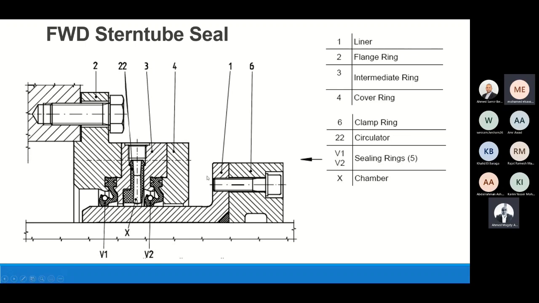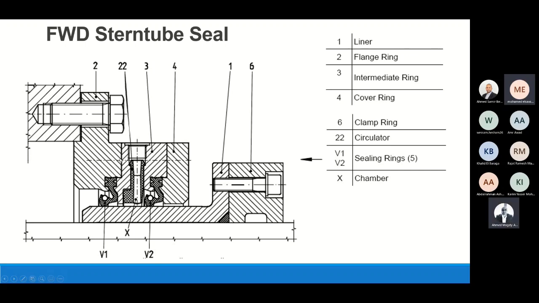So what we do, we need to connect this liner to the shaft. We have this clamp ring. The clamp ring will be like a foundation for the liner, and it is very tight, very close to the shaft. It is like two split rings. You put it from the downside and upside and screw it on the shaft. It will hold on the shaft, and it will be like a foundation for the liner of the forward seal.